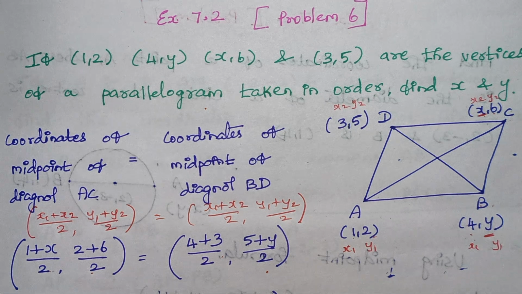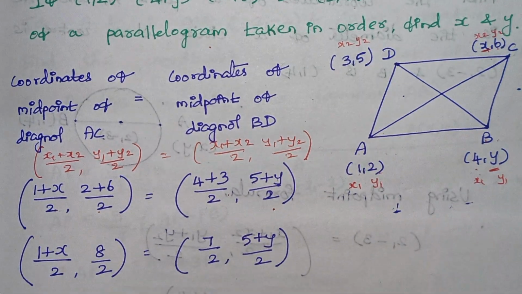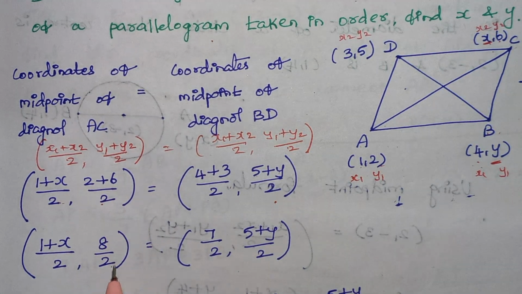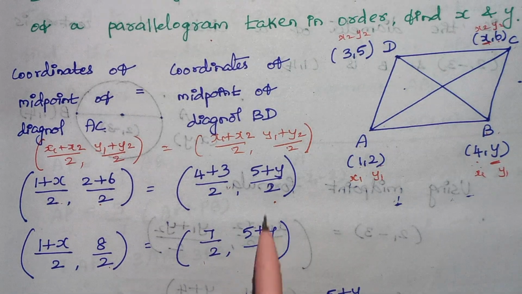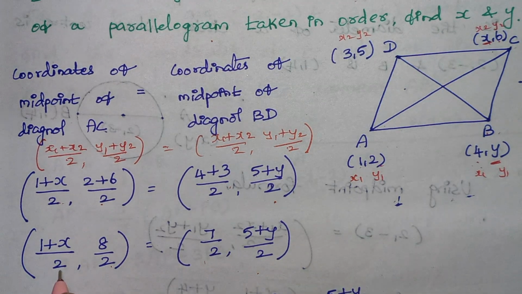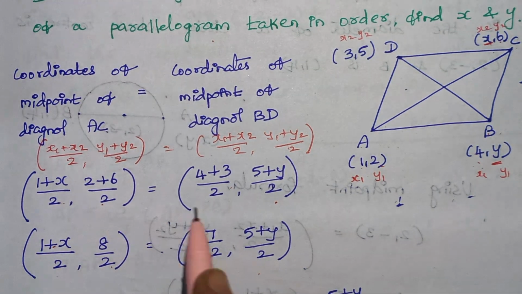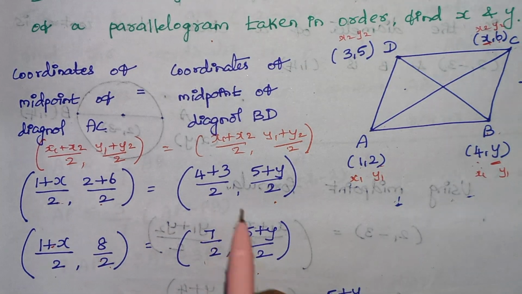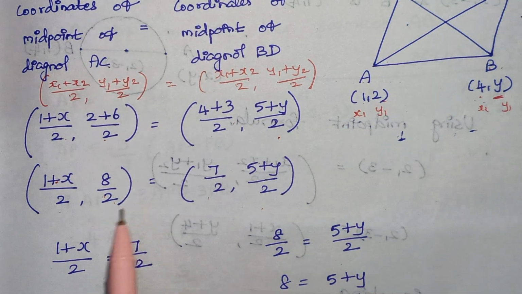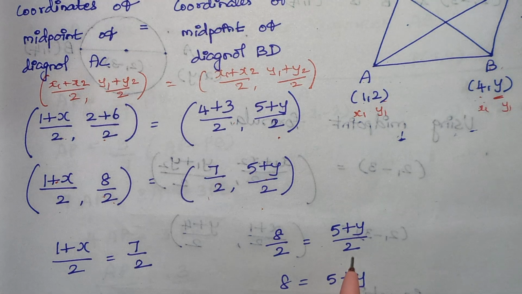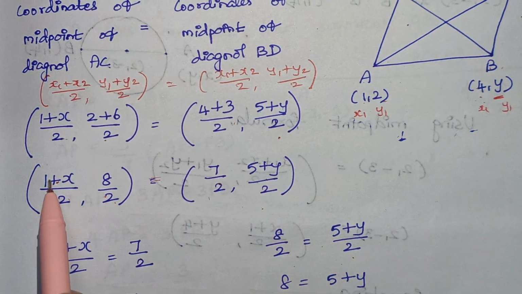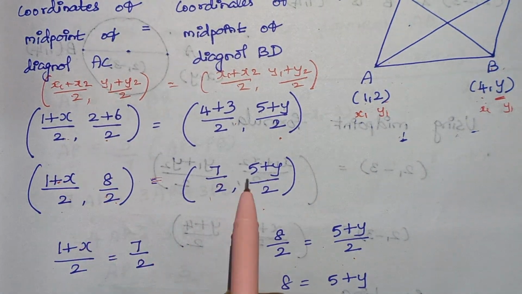So here we are going to simplify and finally we are going to equate. So here the thing is 1 plus x by 2, 6 plus 2 is 8, so 8 by 2. Here 4 plus 3 is 7 by 2, 5 plus y by 2. Now we are going to equate the terms. That is, the first term is equated to the first term and the second term is equated to the second term. So 1 plus x by 2 is equal to 7 by 2 and here 8 by 2 is equal to 5 plus y by 2. You see here both these terms are equal. That is the reason why I am equating the x value to x and y value to y.